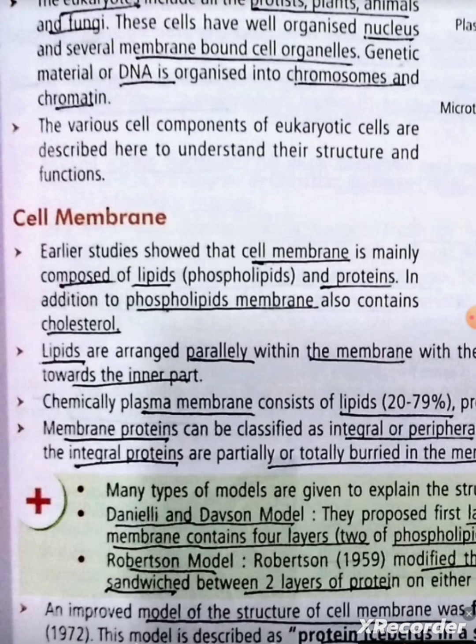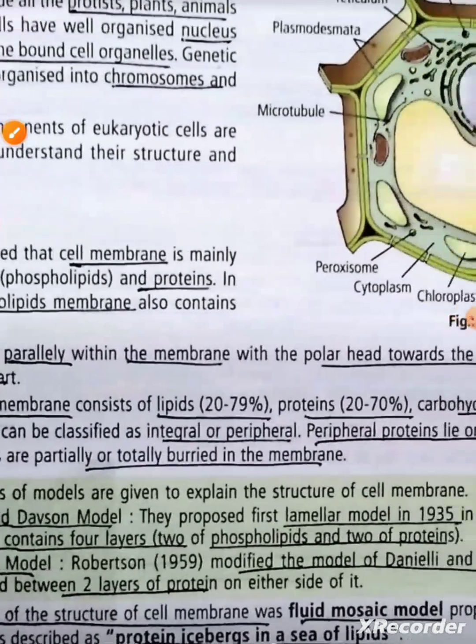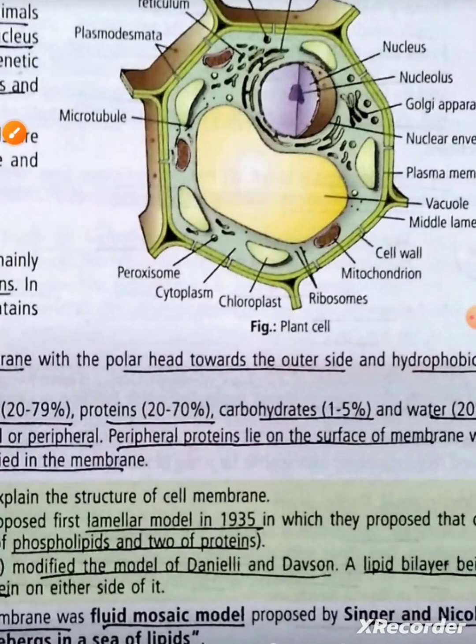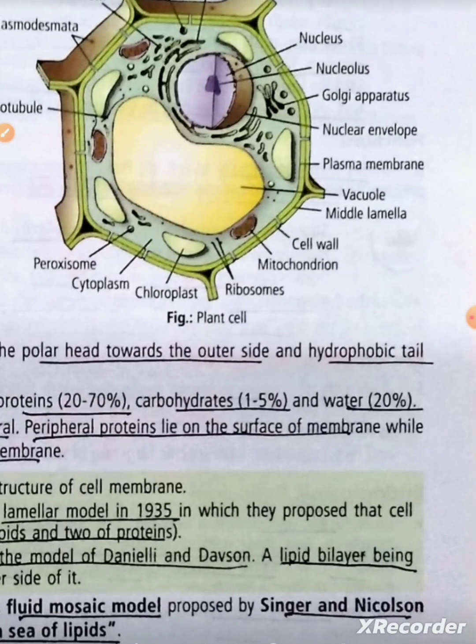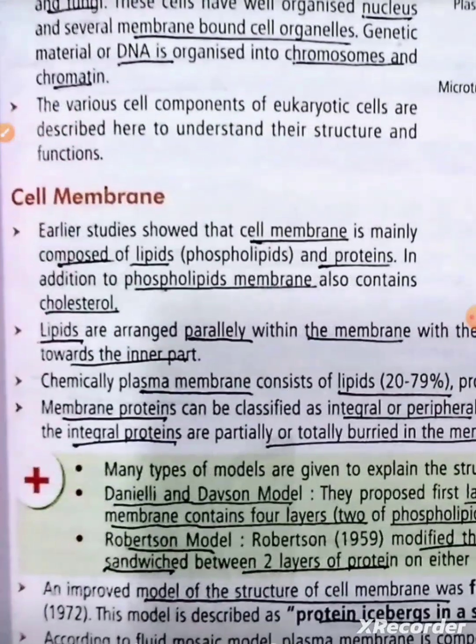Cell membrane. Earlier studies showed that the cell membrane is mainly composed of lipids, phospholipids, and proteins. In addition to phospholipids, the membrane also contains cholesterol. Lipids are arranged parallelly within the membrane with the polar head towards the outer side and the hydrophobic tail towards the inner part.